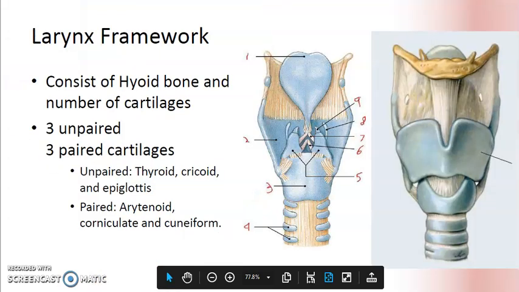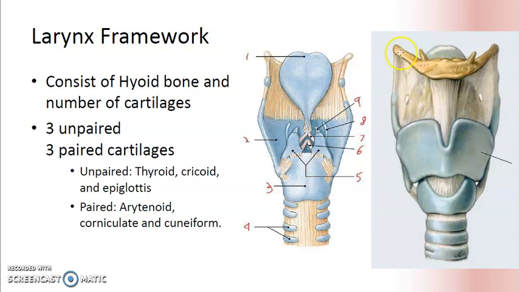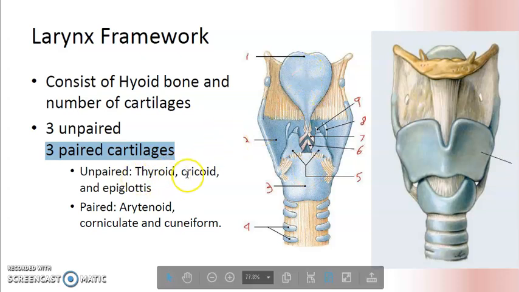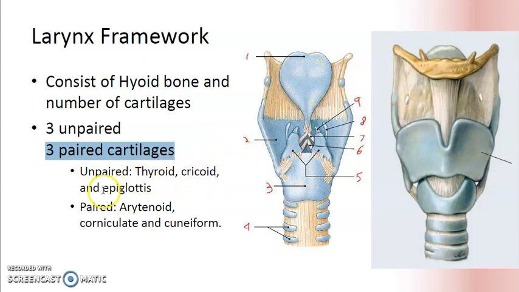Next, the framework of the larynx mainly consists of the hyoid bone, but mainly the cartilages of the larynx form the skeleton of the larynx. The cartilages of the larynx are totally 9 in number, out of which 3 are unpaired and 6 are paired. Why are they unpaired? They are present in the midline, therefore they are unpaired. They are the thyroid cartilage, the cricoid cartilage, and the epiglottis.